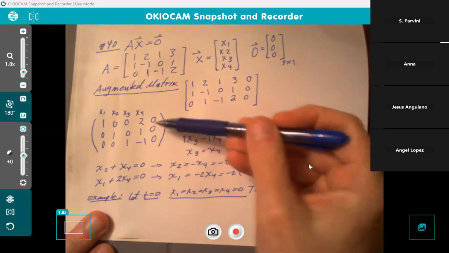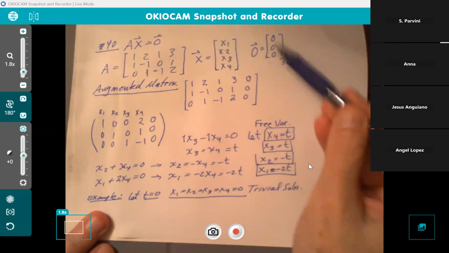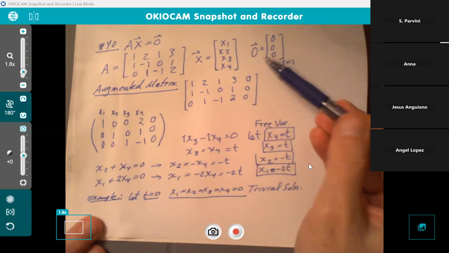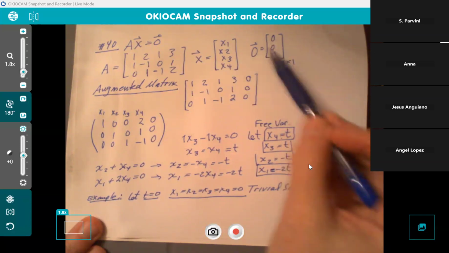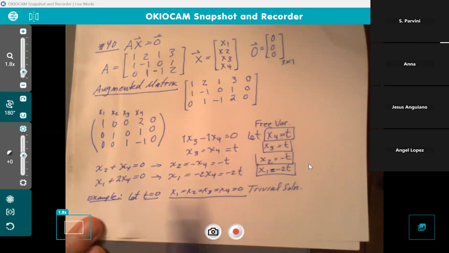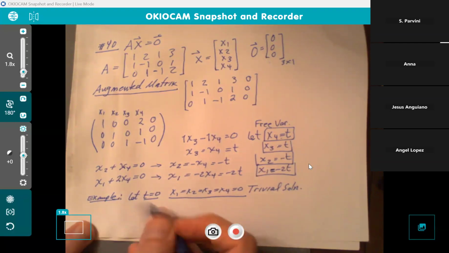Anytime you have a system that's equal to 0, this is called a homogeneous system because you have zeros on the right side. Then the solution is to make all variables, each and every one of them, 0, and it works. So every one of them has a trivial solution. What if I want a non-trivial solution?